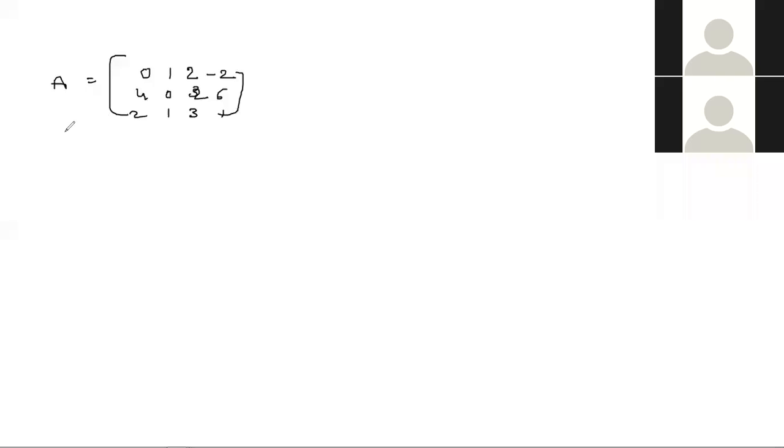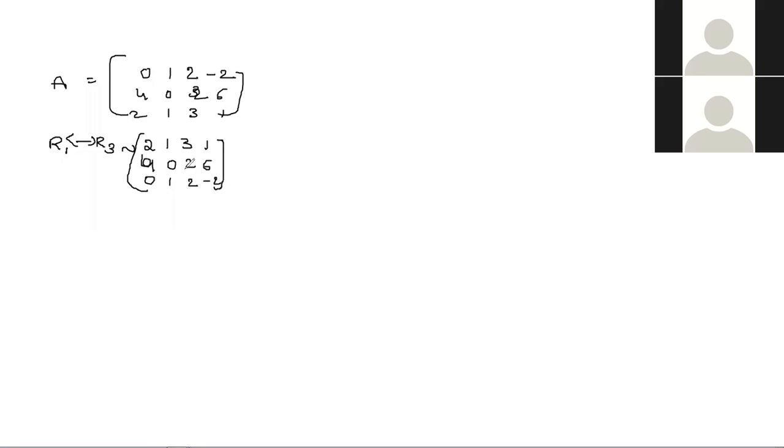Okay, so first we use the operations. Here I am interchanging r1 and r3. So I am interchanging row 1 and row 3, because the first row first element should be 1. So for that I write 2 1 3 1, and next 0 4 0 2 6, and next, r1 interchanged with r3, that is 0 1 2 -2.